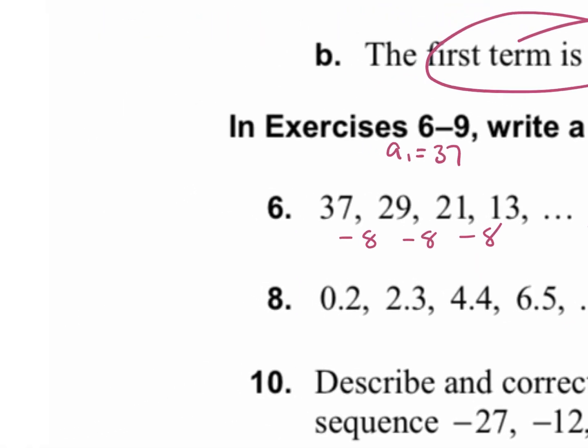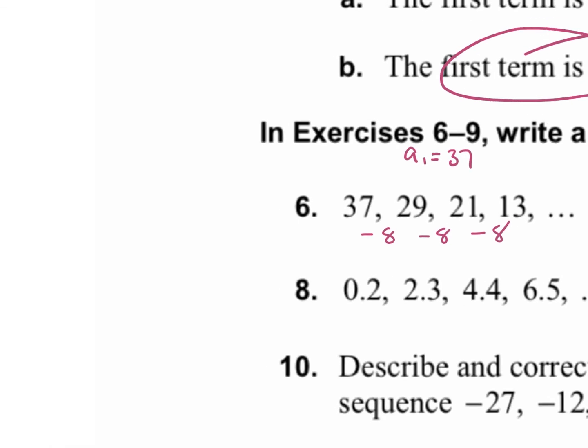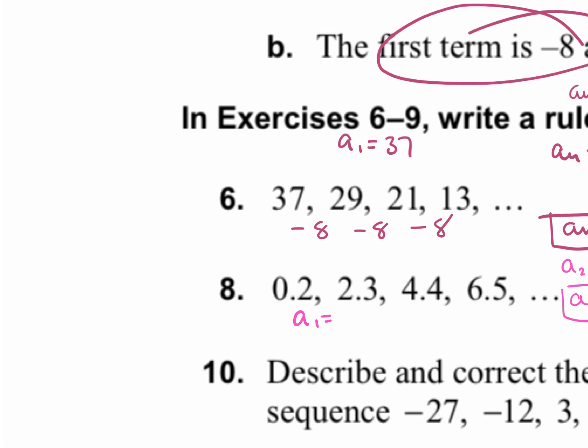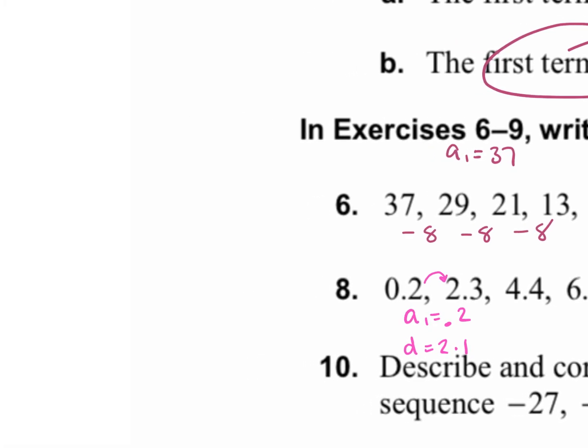Let's do number 8. So what is our a sub 1? What's our first term? 0.2. What's our common difference? What are we adding to get from one number to the next? 2.1. So plug everything in. We have a sub n is equal to a sub 1, which is 0.2, plus n minus 1 times d, 2.1.